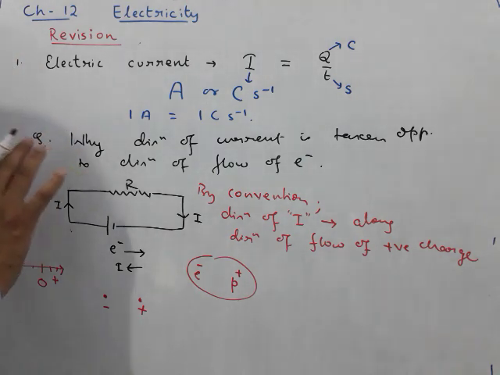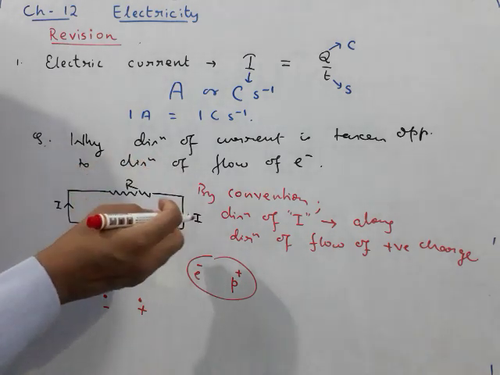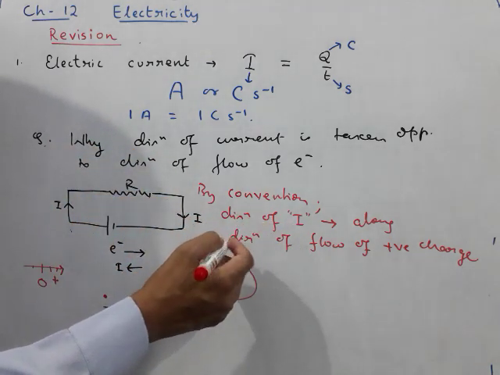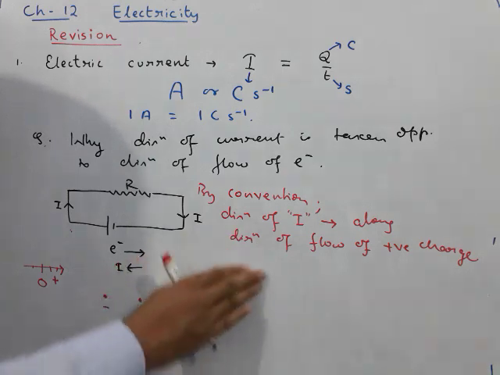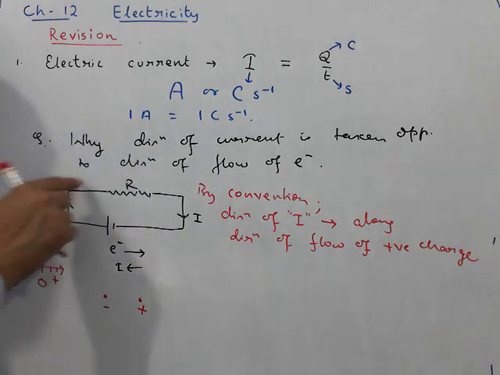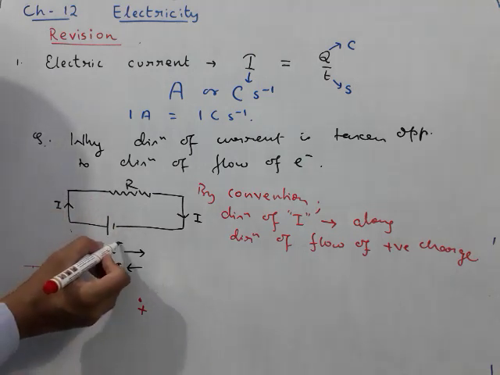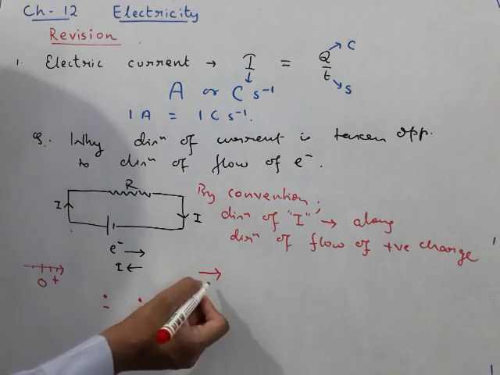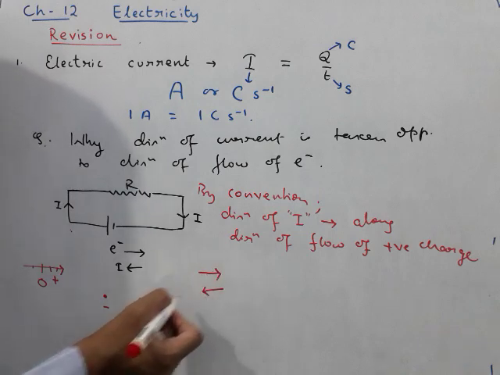So remember, it's just a matter of convention. Convention means it's a matter of choice. So the direction of current is taken as the direction of flow of positive charge. In an electric circuit, the connecting wires carry current due to flow of negatively charged electrons. Now if positive charge would move towards right, it means negative charge would move towards left.